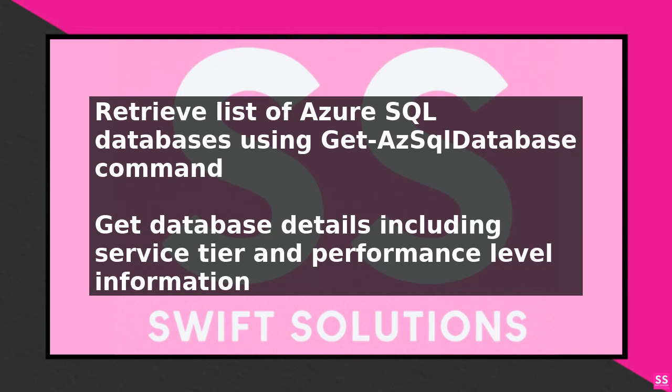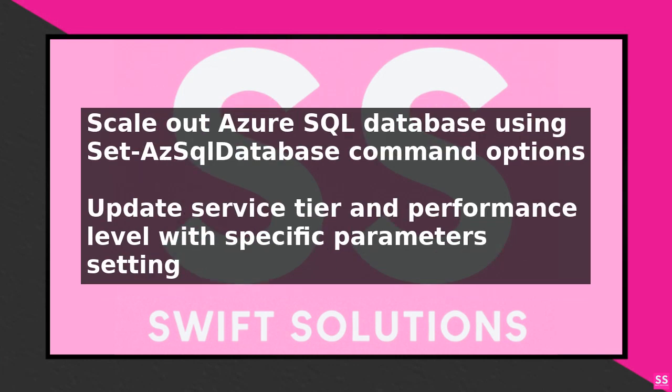This command allows you to update the service tier and performance level of a database. For example, if you want to scale out a database to the premium tier with 100 DTUs, you can run the Set-AzSqlDatabase command with the Edition parameter set to Premium and the RequestedServiceObjectiveName parameter set to P1. It is also important to monitor the performance of your databases after scaling them out.